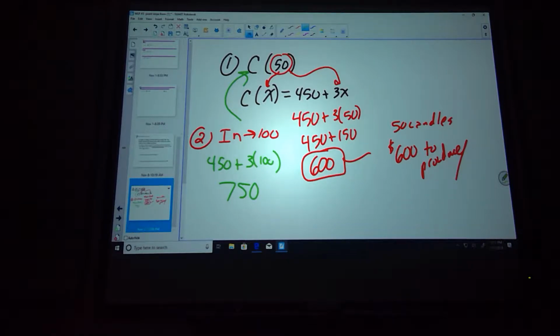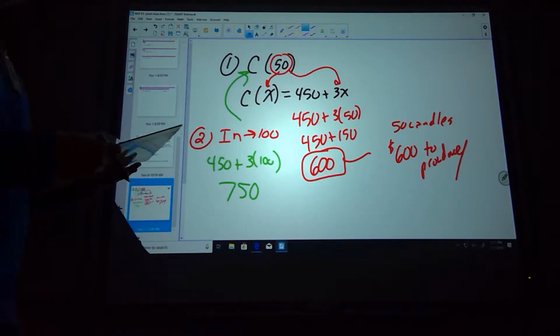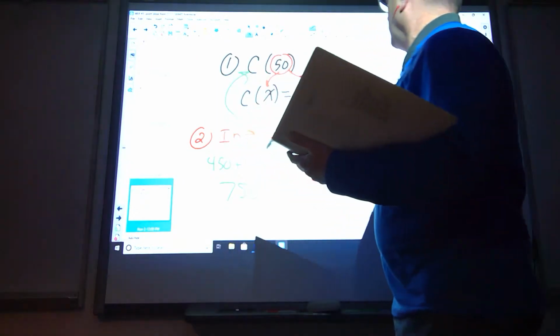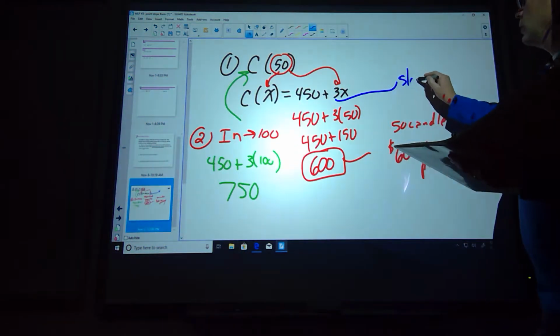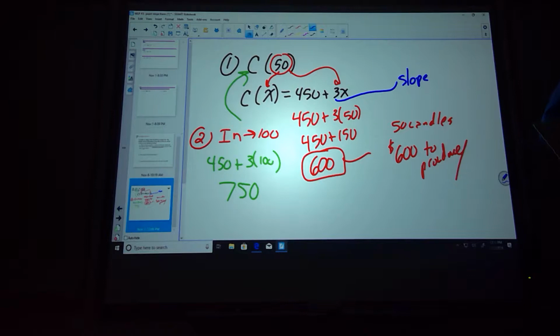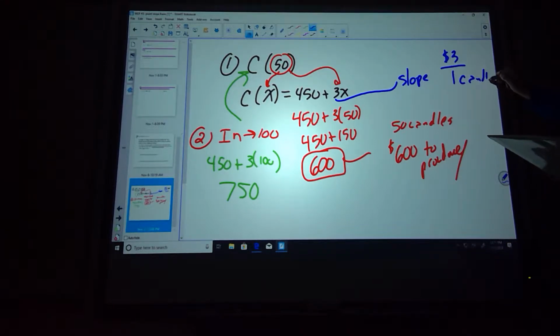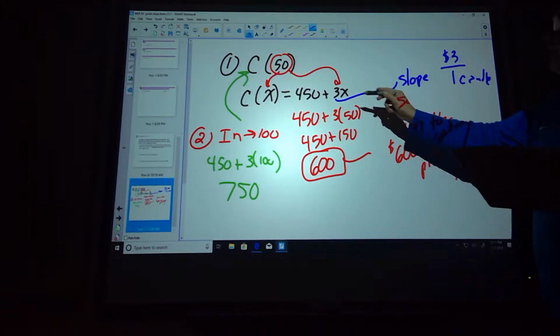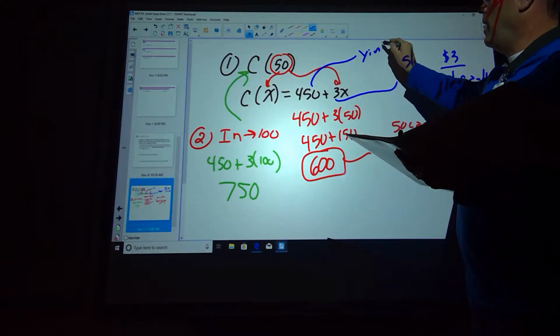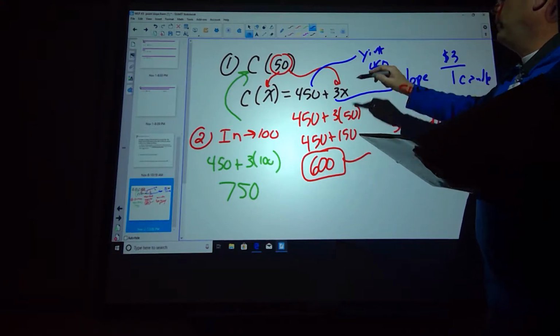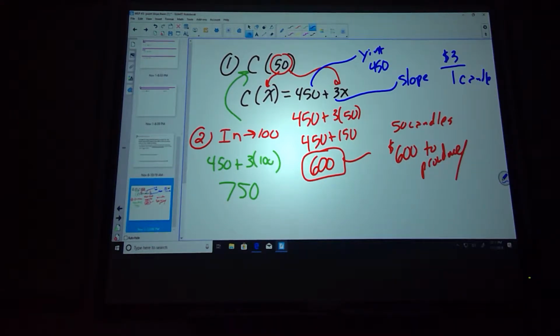Number 3, interpret the slope of the function in the problem. This is going to be my slope right here, because it's attached to x. That means it's going to cost $3 per candle to produce. And then the y-intercept, this is the y-intercept. The y-intercept means it costs $450 for all your setup stuff before you even start, like if you had to order a bunch of stuff. So you have to pay for that before you even start producing them.